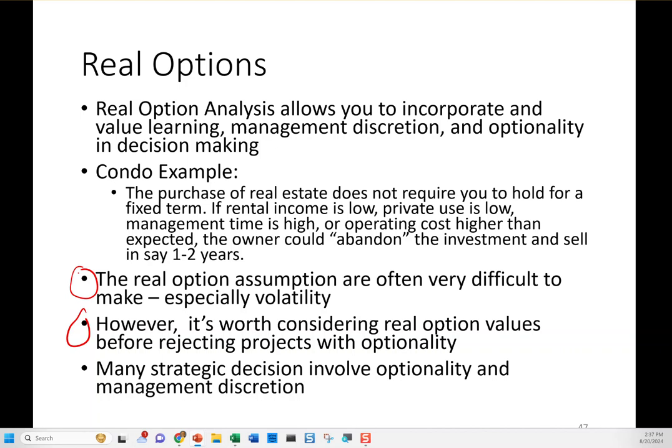I don't know exactly how to value it. I'll play around and put a couple of volatility assumptions in, but show that with just a little bit of volatility, this project is good. And what we find is many strategic decisions involve optionality and management discretion. So this is a really important concept to put in your toolbox before you start rejecting projects, because managers have discretion, projects have optionality.